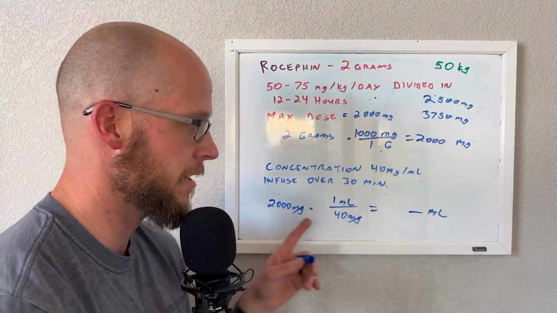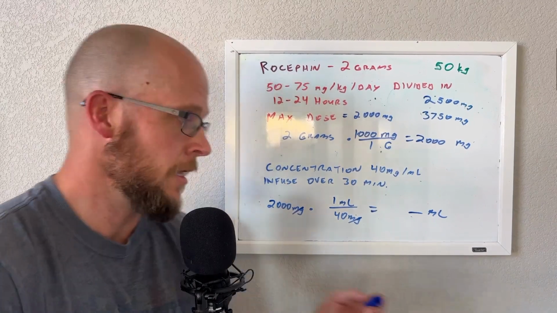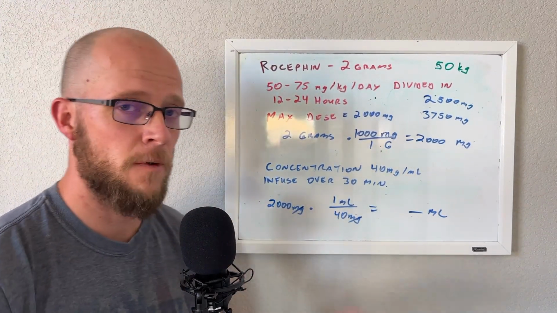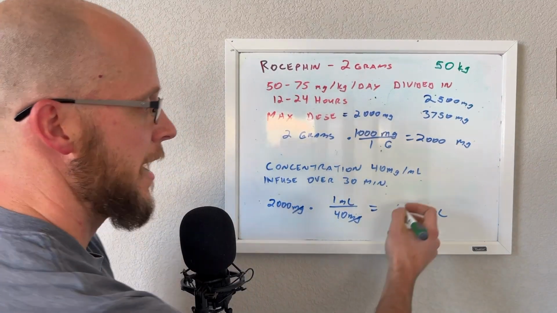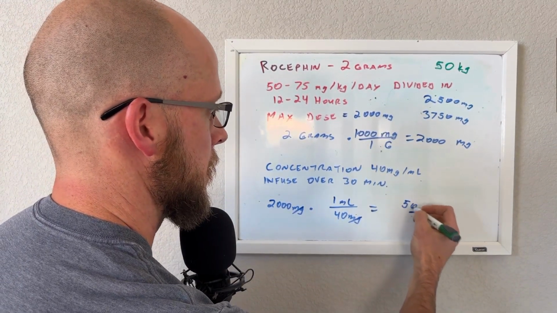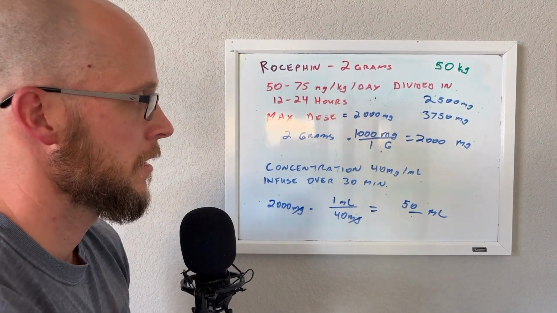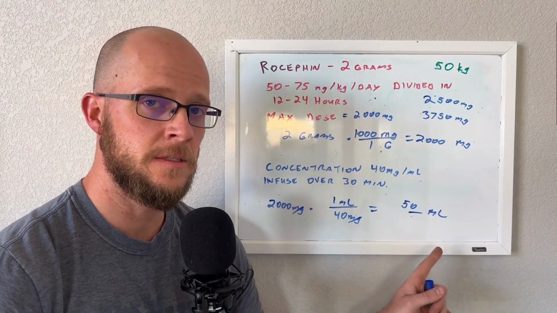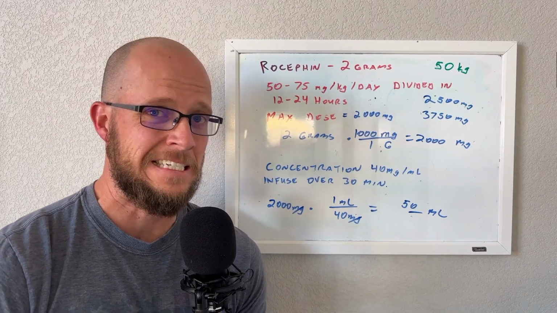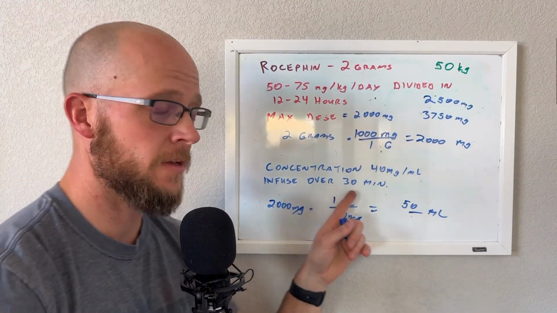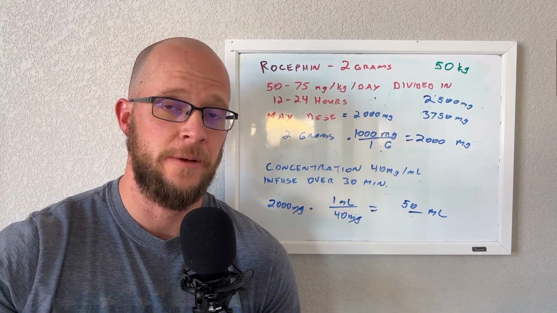Can you go ahead and do that math there? 2,000 times 1 is what? 2,000, right? That's easy. Okay, 2,000 divided by 40, what do you get? You should have gotten 50 mLs. Okay? Am I going to sit there and push 50 mLs? I could. Is it going to be beneficial to the patient? Probably not. There's a reason that they told you to infuse it over 30 minutes. I'm not going to sit in a room for 30 minutes. I got other patients to go see, right?